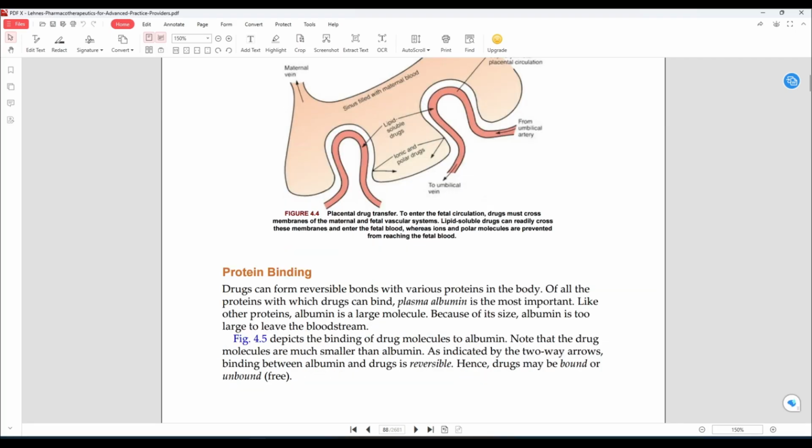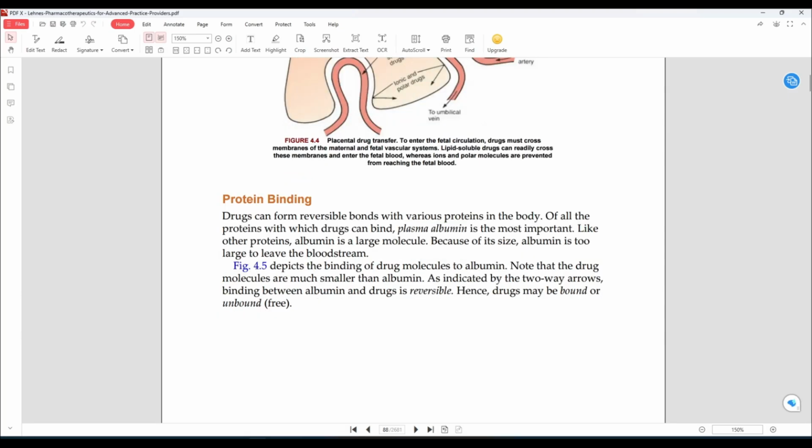Protein binding. Drugs can form reversible bonds with various proteins in the body. Of all the proteins with which drugs can bind, plasma albumin is the most important. Like other proteins, albumin is a large molecule. Because of its size, albumin is too large to leave the bloodstream. The following figure, 4.5, depicts the binding of drug molecules to albumin.